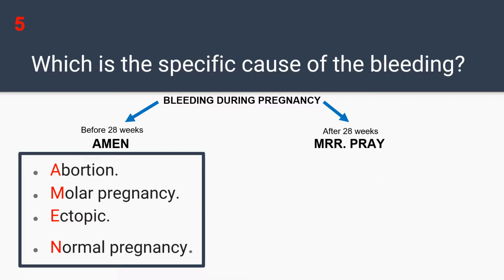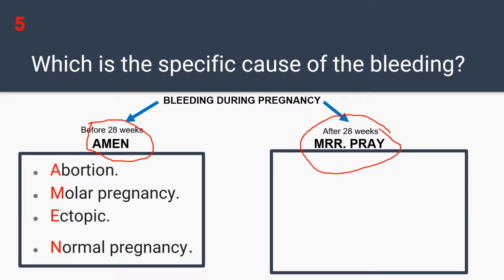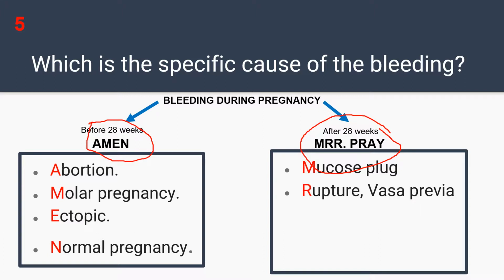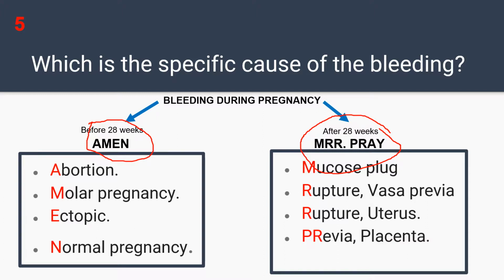So which is the specific cause of the bleeding? We have talked about the amen in the last seminar, and also here we make a little review. And now we're going to go one by one with the Mr. Pray. But first, I want you to remember which are the causes of the Mr. Pray, and how that fits in our mnemotechnic word. M is from mucous plug, R from rupture of vasa previa, and the other R from rupture of the uterus, then PR from previa, placenta previa, and the A from abruptio placenta. And the Y is not important here, it's only to make sense of that word.